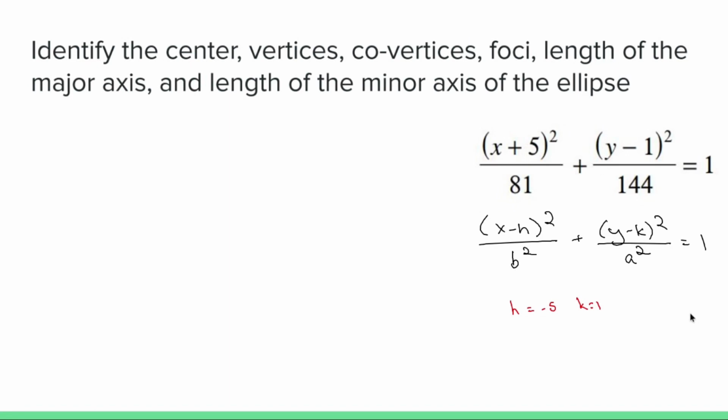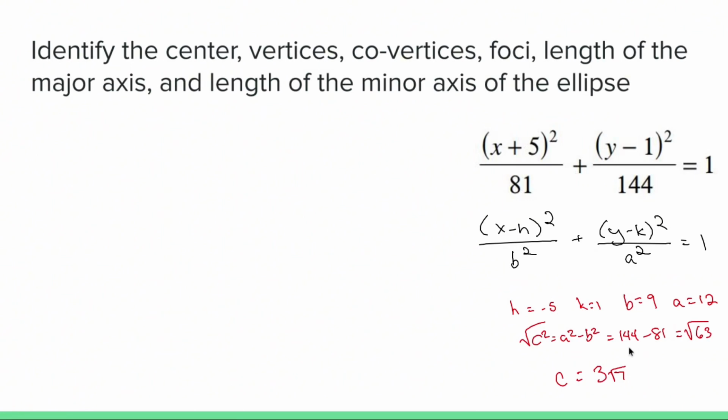B squared is 81, which means square root everything. B is 9. And a squared is 144, so square root everything. A is 12. Now, we also know with ellipses that c squared is going to equal a squared minus b squared. A squared was 144, b squared was 81. 144 minus 81 is 63. So to find c, you square root that. That's the square root of 9 times 7, so that cleans up to 3 times the square root of 7.